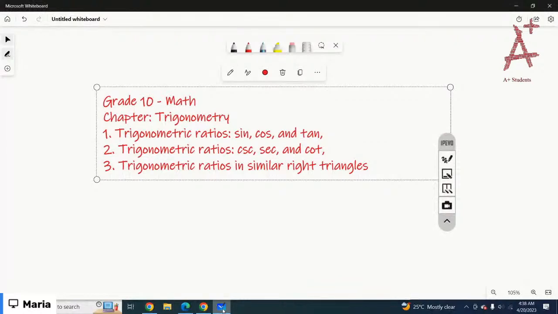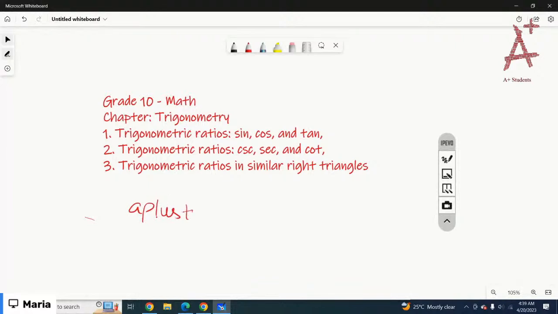So we're going to start with grade 10 maths. You can find all the lessons on aplusstudents.com. You have to log in there using your email address and password as provided by the administrator. Then you have to select math from the subject tab, scroll down to grade 10, and then click on view all lessons. There you can find a list of the chapters.